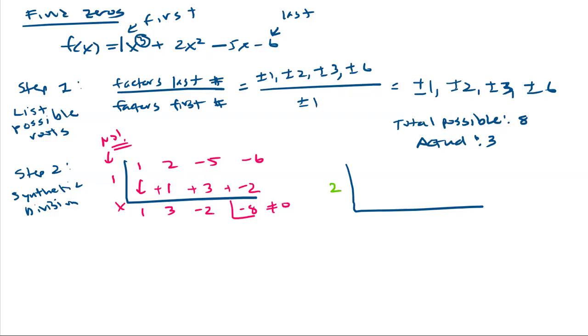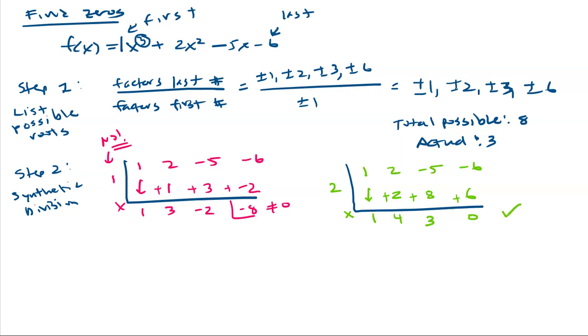Okay, again, we're going to list the coefficients. We have 1, 2, -5, and -6. The first term we bring down, and then we multiply by the root. 2 times 1 gives us 2. Then we add. 2 plus 2 gives us 4. 2 times 4 gives us 8. Then we add. -5 plus 8 gives us a positive 3. Then 2 times 3 gives us 6. Then we add. -6 plus 6 is 0.